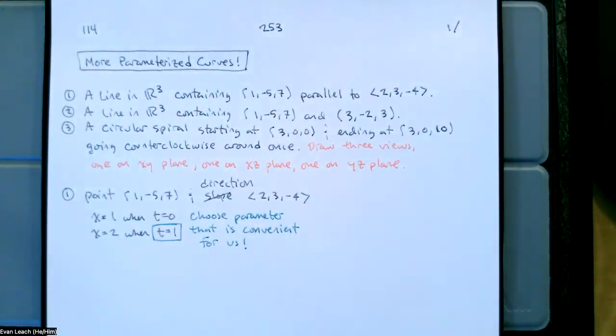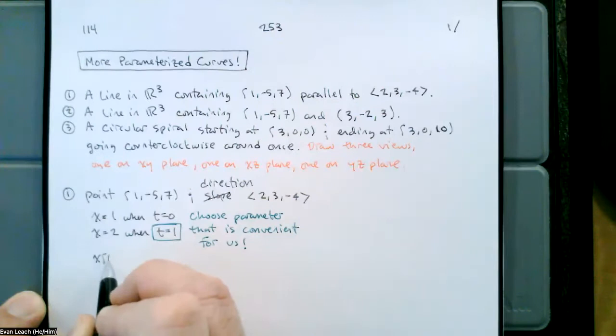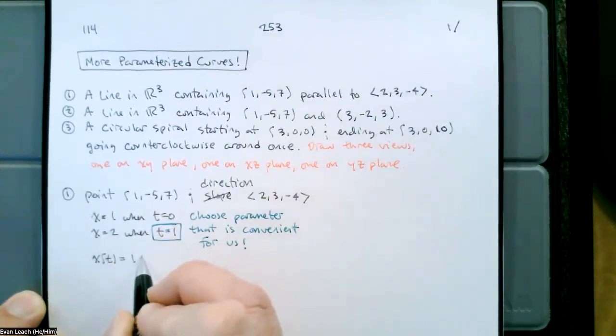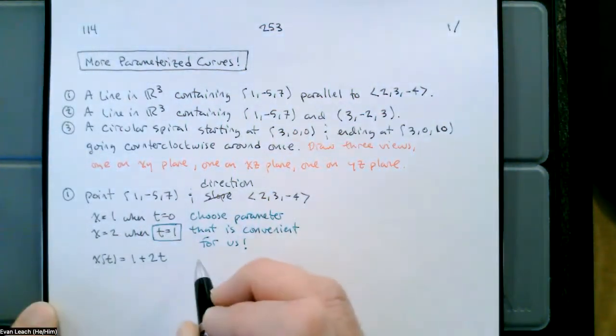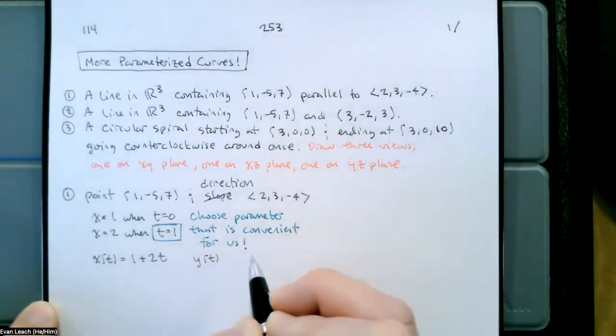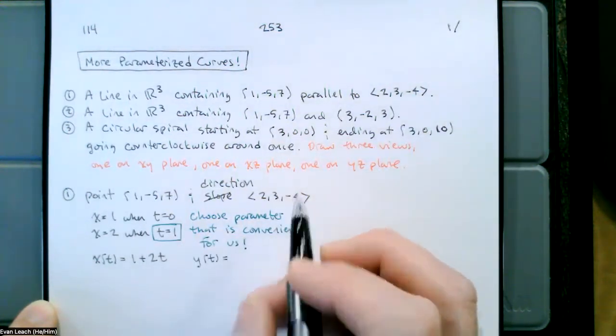We just need to describe the direction. We know we're making a line, so the 3 components are going to be linear. So I'm just going to say x of t starts at 1 and increases by 2 every 1 unit. And then we're just going to do the same thing for y and z. Similarly, y of t will start off at -5 and increase by 3 every 1 unit.